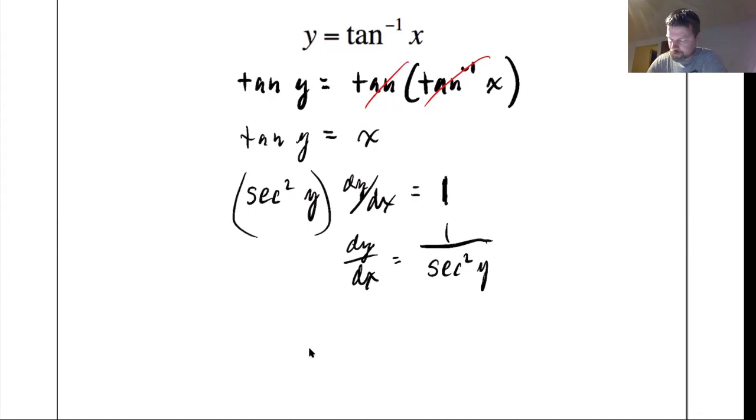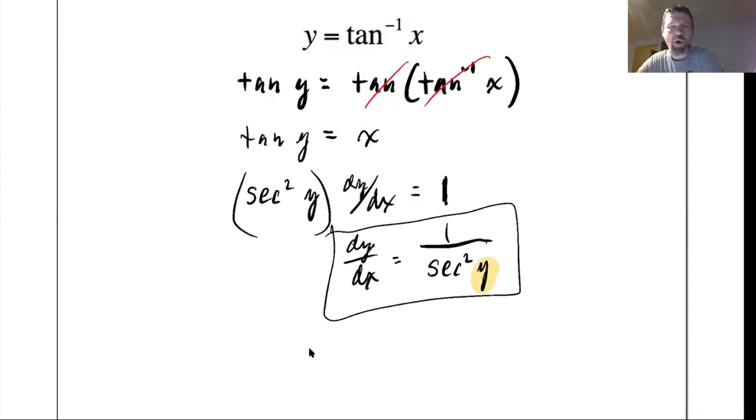And now that is my derivative, but it's kind of an unfortunate derivative because it's defined in terms of y, and normally we like our derivatives to be defined in terms of x, right? Luckily, we actually can keep going. There is a Pythagorean identity that I can use to rewrite secant squared. You might have learned this in pre-calc. In fact, I know you did because I taught it in pre-calc. The Pythagorean identity for secant squared is 1 plus tangent squared.